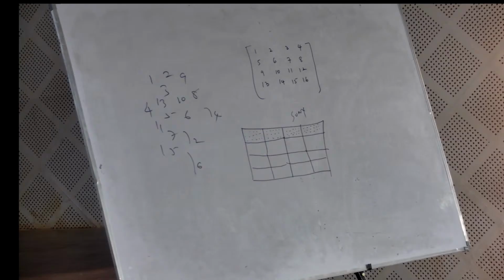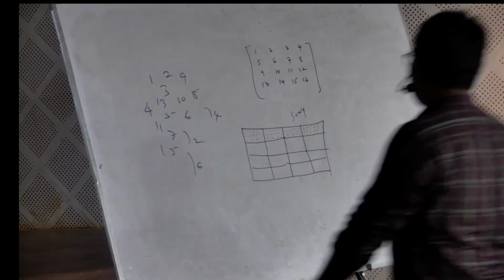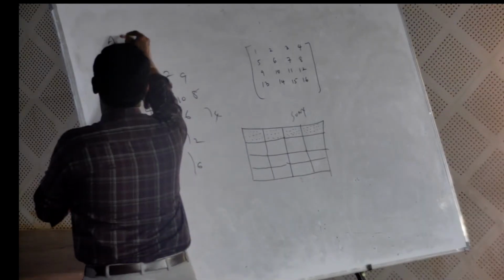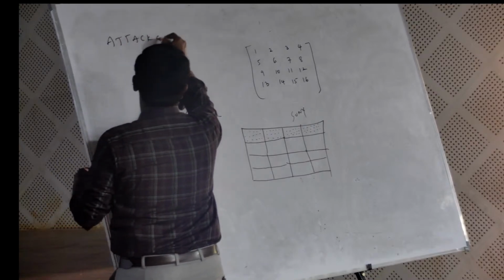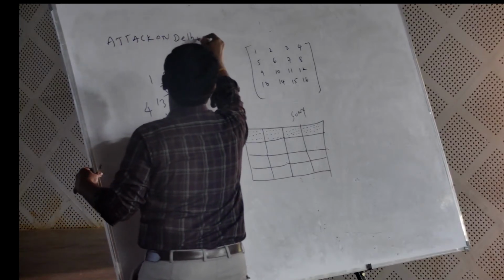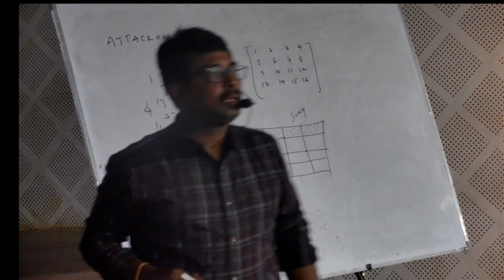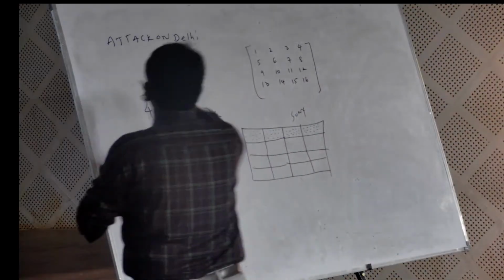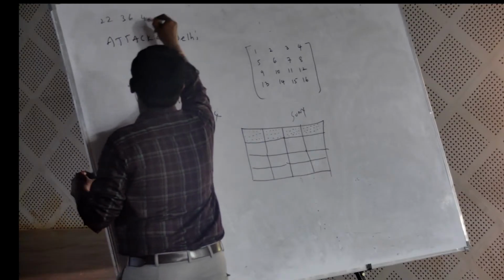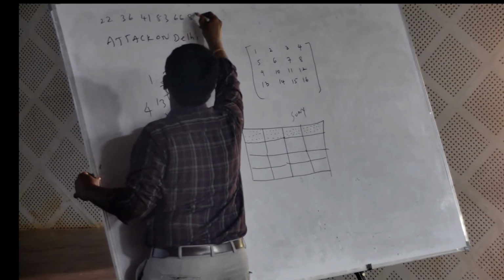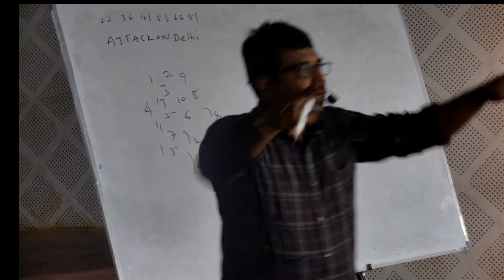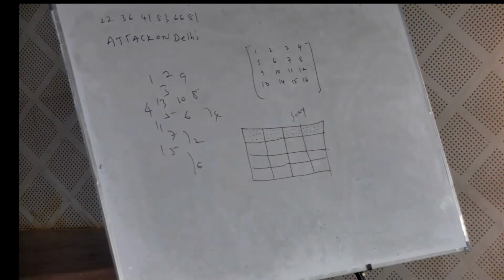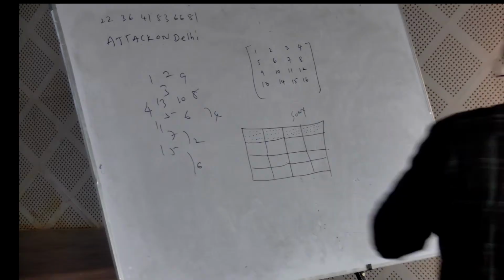See here, if an agent will transfer the data, what I have written, "attack on Delhi", everyone understands that. Instead of that, if an agent will transfer the data in the form of numbers, do you understand anything? No. What is 22, what is 36, what is 41, what is 83?